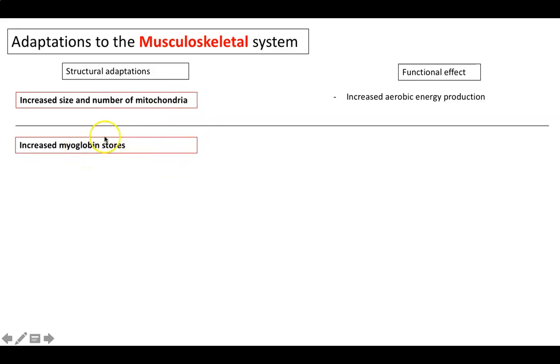We're going to get an increased myoglobin stores. Okay, so this means increased storage of oxygen and transportation of oxygen to the mitochondria, where aerobic energy production takes place.